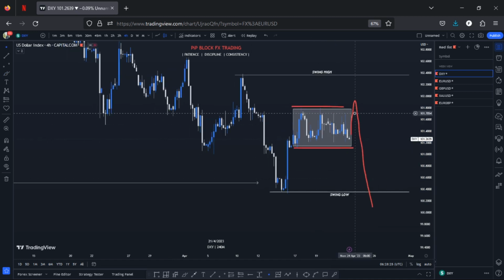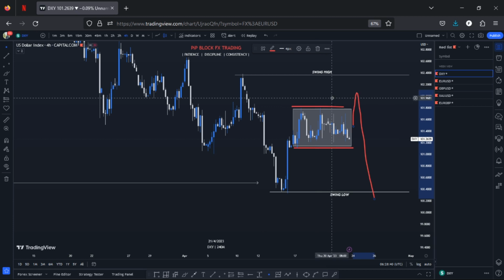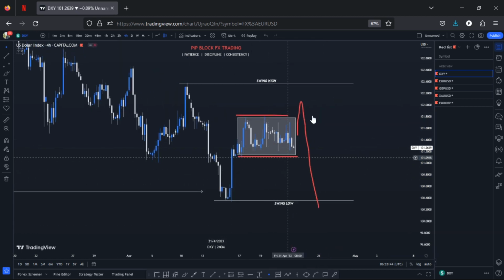If you ask me what I'm going to be expecting, I'm going to wait patiently for the market to take out this liquidity right here. Then I look for some reasons to short from the side. So this is what I'll be expecting since I'm very bearish on DXY.